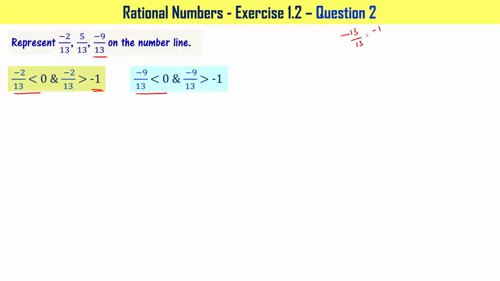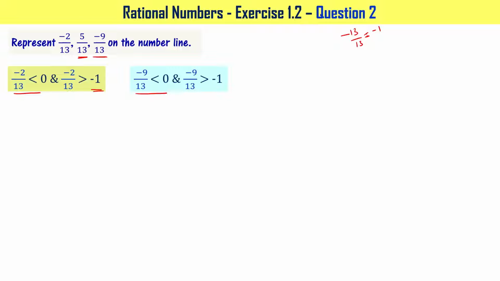At the same time, it is greater than minus 1. The reason is that minus 13 by 13 is equal to minus 1, right? So minus 9 by 13 is going to be greater than minus 1, right? Now let's consider 5 by 13. 5 by 13 is a positive number, is greater than 0, right?